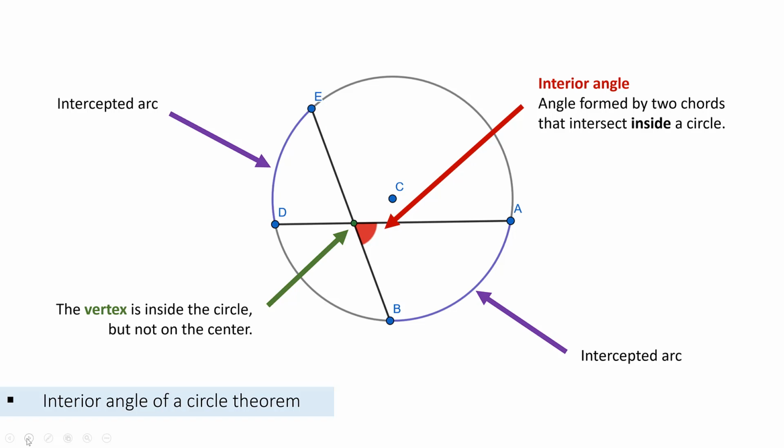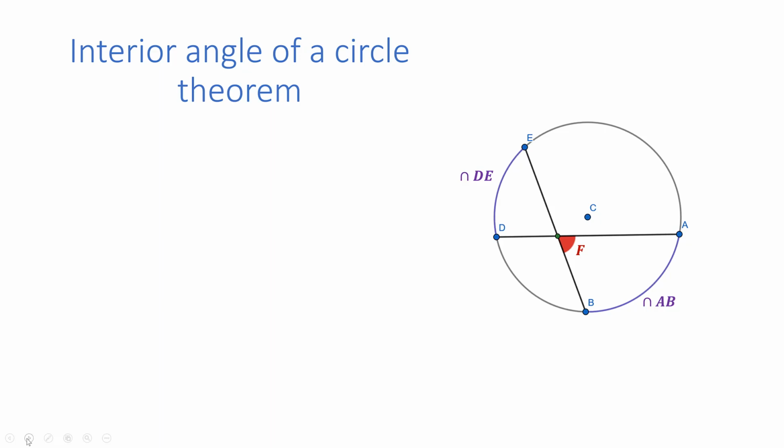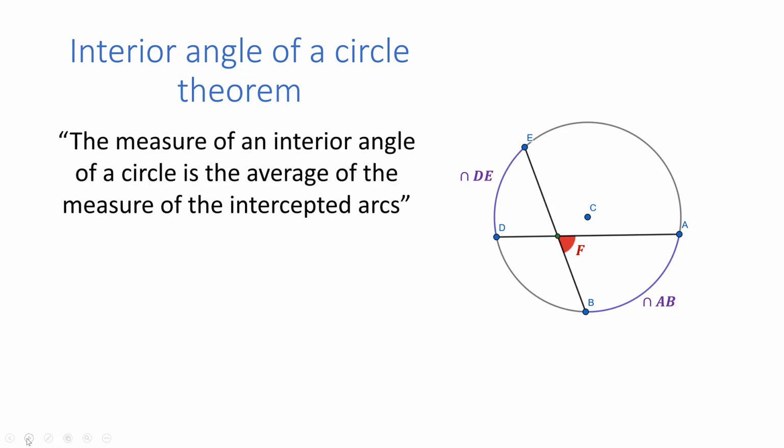Now let's see what the theorem is. The interior angle of a circle theorem says the measure of an interior angle of a circle is the average of the measure of the intercepted arcs. If we see the diagram, the interior angle is called F, and the intercepted arcs in this example are arc AB and arc DE. If we apply the theorem to this example, we can write an equation.